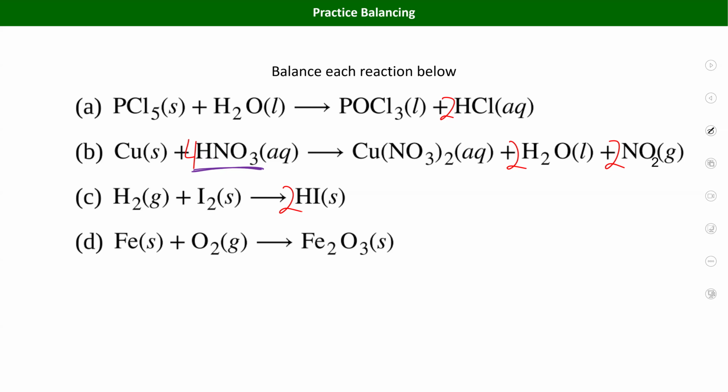What about D? So iron rusting. Iron plus oxygen turns into iron 3 oxide. What do you see about them? What's the total? What's the first place that you can see? I know this about this reaction. Give you a hint. Has to do with odd and even numbers.